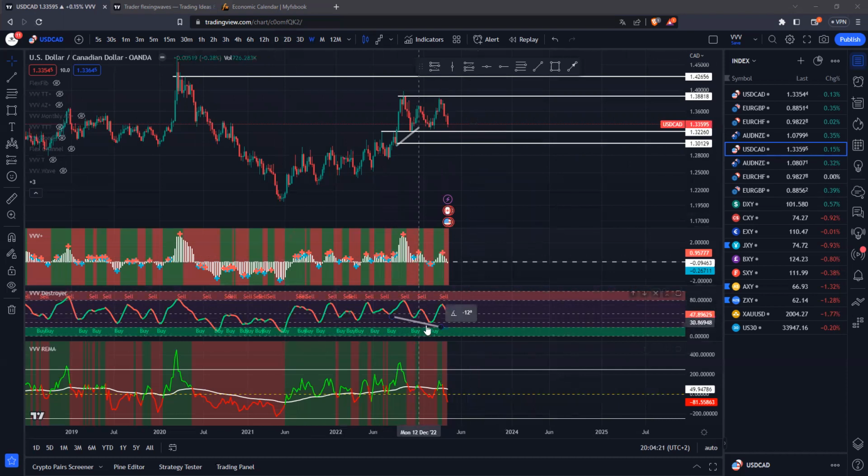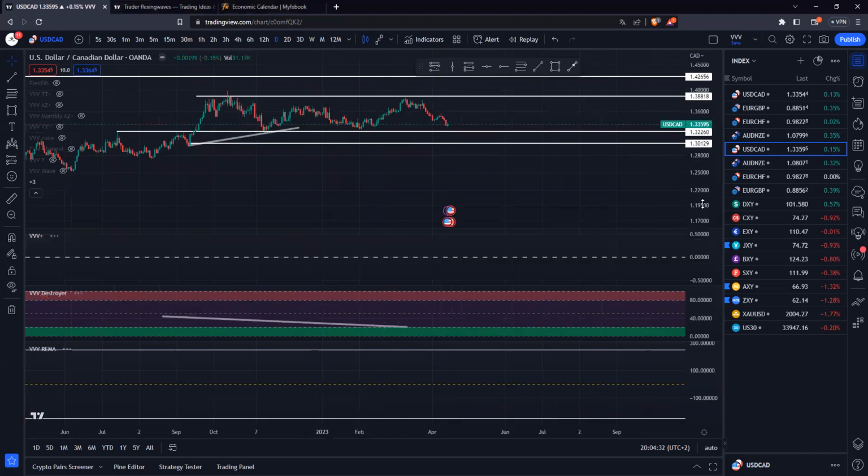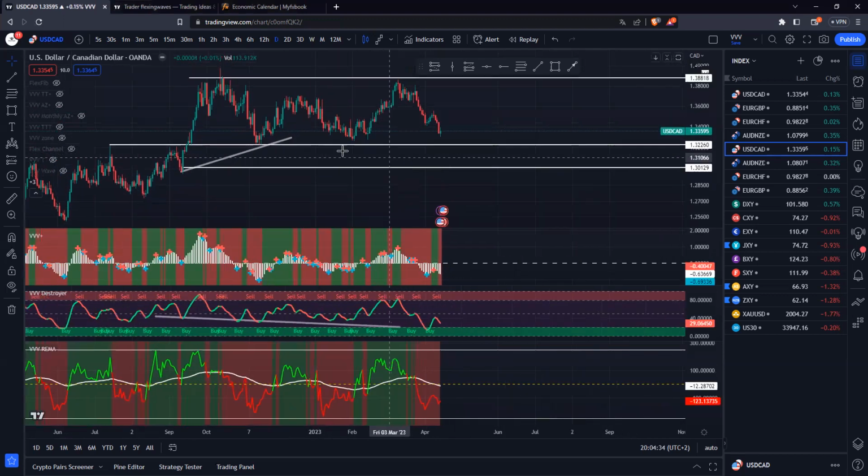But right now we see a convergence in the market, but the REMA, the slow moving average, is still above the zero line. If we look at the daily charts, we see something like a consolidation box, right? It looks like we get divergence from the destroyer and from the REMA as well, and also from the VVV plus. It's not formed yet, but there is a big chance for that.